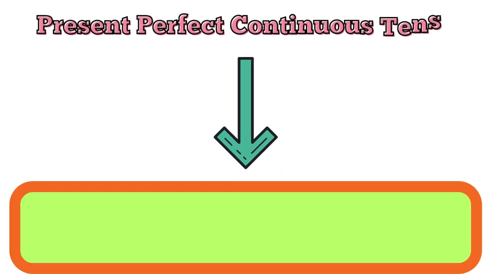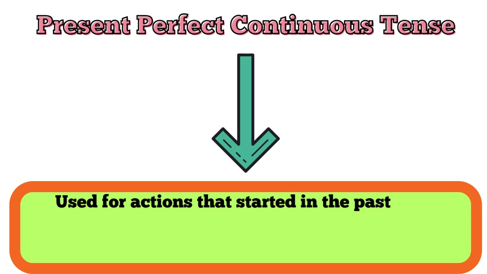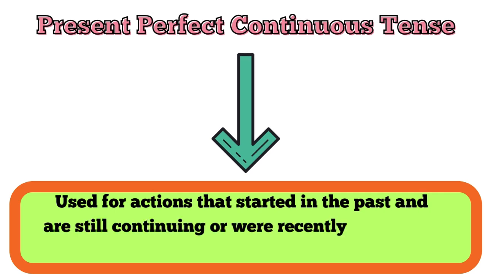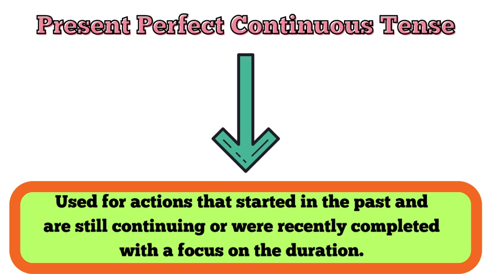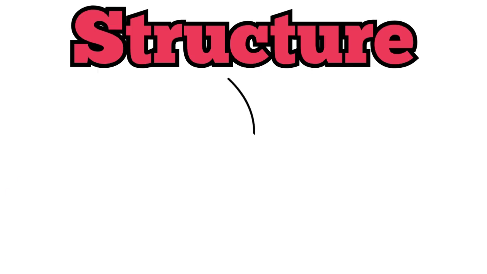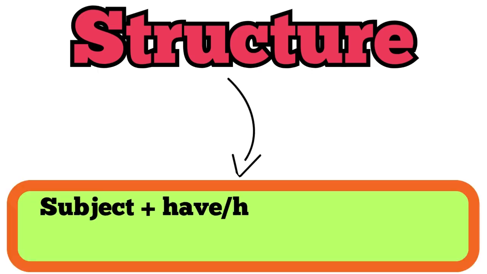Present perfect continuous tense, used for actions that started in the past and are still continuing or were recently completed, with a focus on the duration. Structure: subject plus have, has plus been, plus verb plus ing.